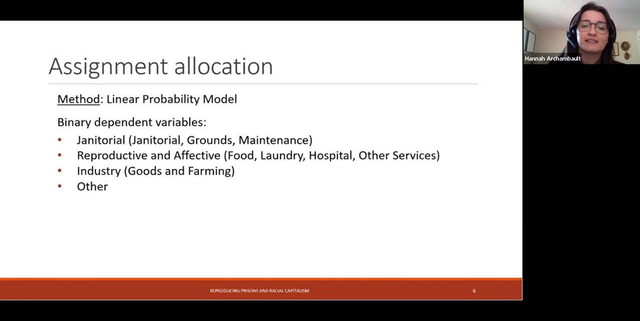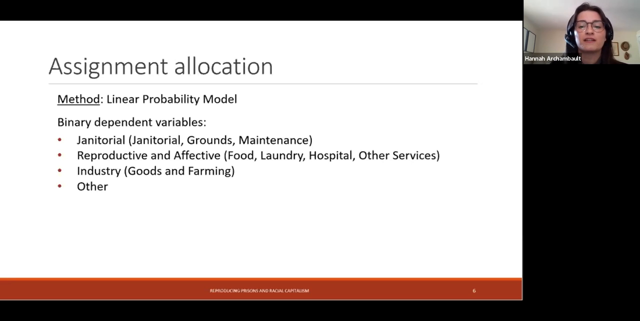And so I analyzed this data using a linear probability regression analysis. For the assignment allocation data, I ran four separate regressions initially. I constructed binary variables where one indicated that the worker had an assignment, zero indicated that they did not have an assignment of that kind.